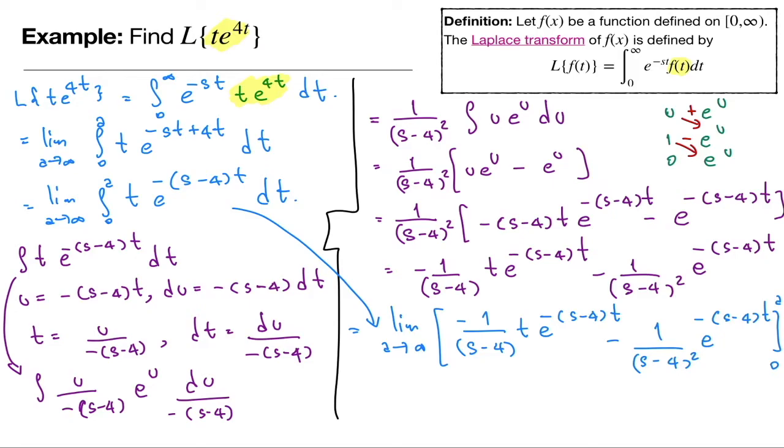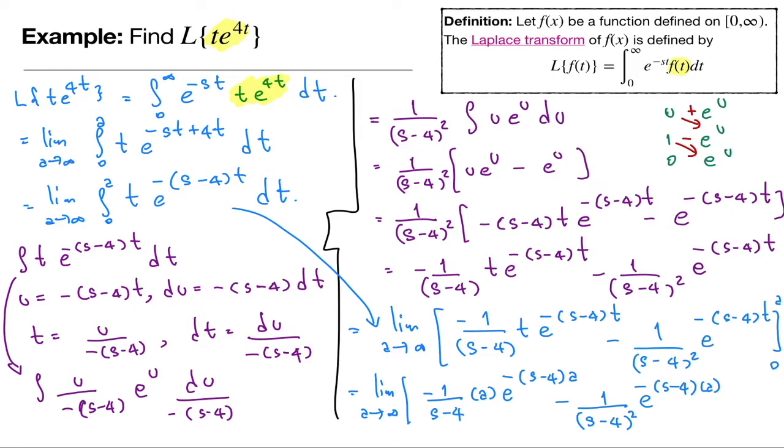So in that case, we have the limit as a approaches infinity, and we take a in there. Basically we have minus 1 over s minus 4 a e to the minus s minus 4 a minus 1 over s minus 4 squared e to the minus s minus 4 a. After that we put 0, we subtract by letting t be 0. This part becomes 0 as t is 0. So we have only this part, which is minus of minus 1 over s minus 4 squared, and that's it. Okay, and then I'll take this to the next page.